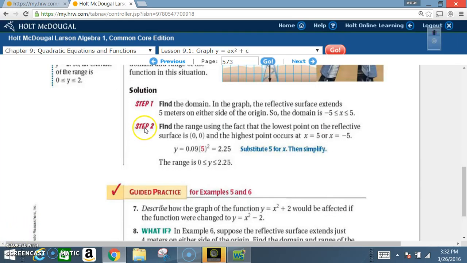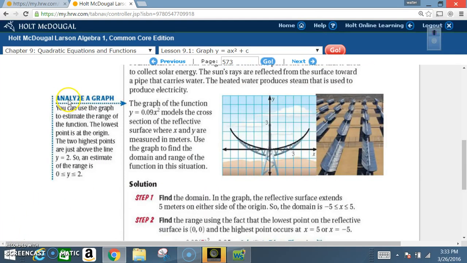Okay, now that we know the domain, we're going to use that to find the range. Find the range using the fact that the lowest point on the reflective surface is 0, 0. And the highest point occurs, or the highest y value occurs, when x is equal to 5 or x is equal to negative 5. So we're going to substitute 5 for x and then simplify. So we get y is equal to 0.09 times 5 squared, and that's going to equal 2.25. So the range is y is greater than or equal to 0, and y is less than or equal to 2.25.